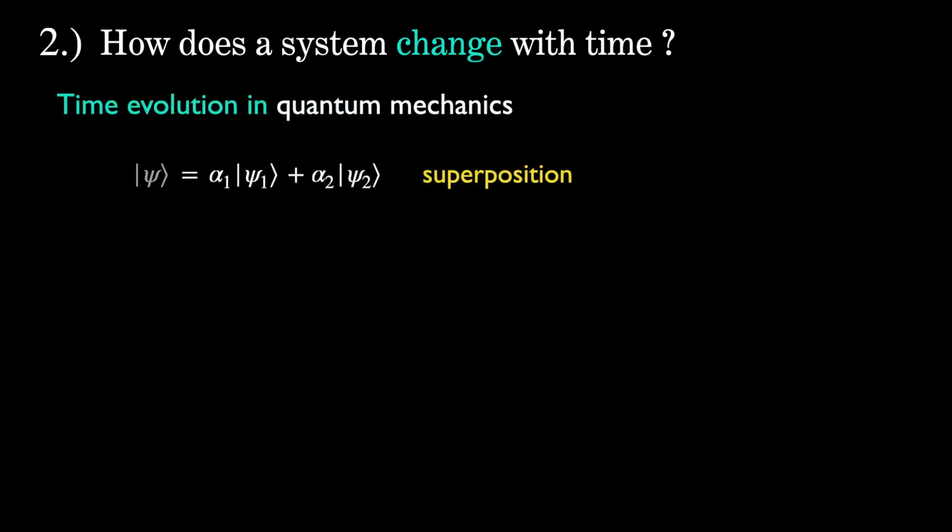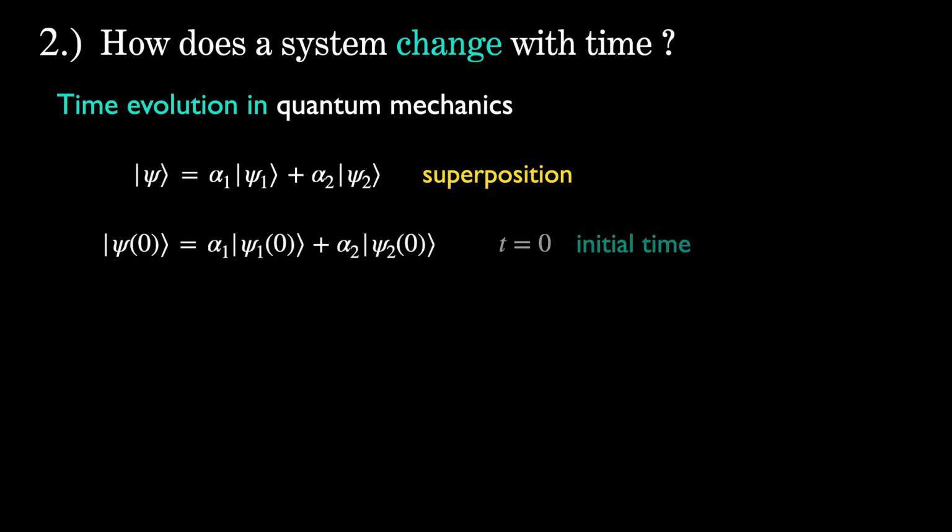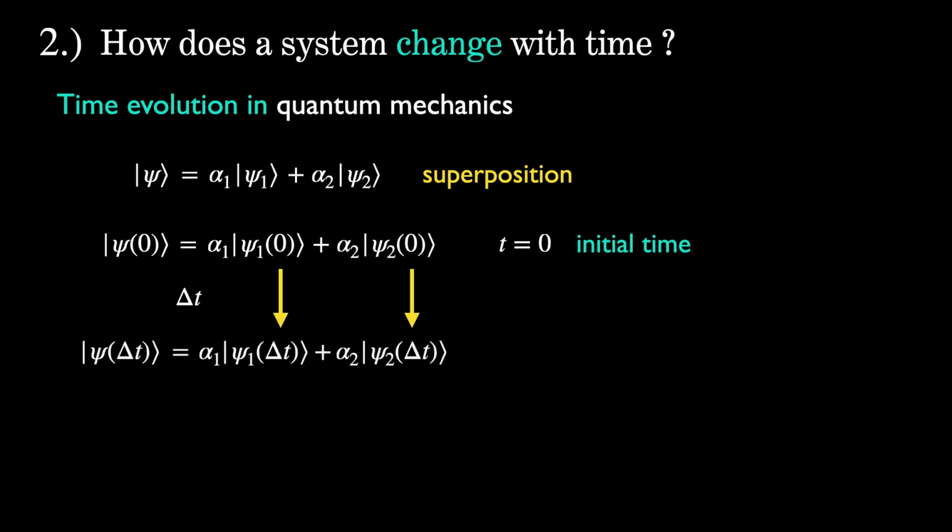How does psi change with time? Let's assume that we are at some initial time t equals 0. After some time delta t, if this superposition is to be preserved, we must have the following. This implies that time evolution is linear.